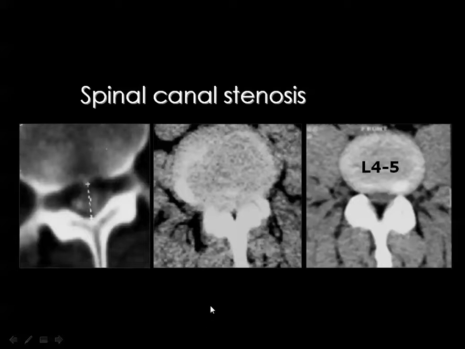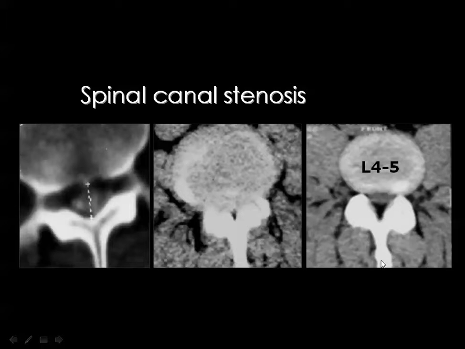same patient. Also, in this particular example, you can see a large diffuse posterior disc bulge, also encroaching on the spinal canal. Then you have the three types of spinal canal stenosis in a single case: idiopathic, developmental, and acquired.